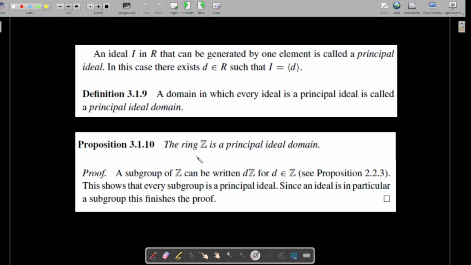Here you have an example. The ring Z is a principal ideal domain. That is, every ideal in Z is generated by a single element. You have already studied a result that a subgroup of Z can be written as dZ for d belonging to Z. So this shows that every subgroup is a principal ideal. That is, every subgroup is generated by the element d. Since an ideal is in particular a subgroup, this finishes the proof. So any ideal in Z is of the form dZ.